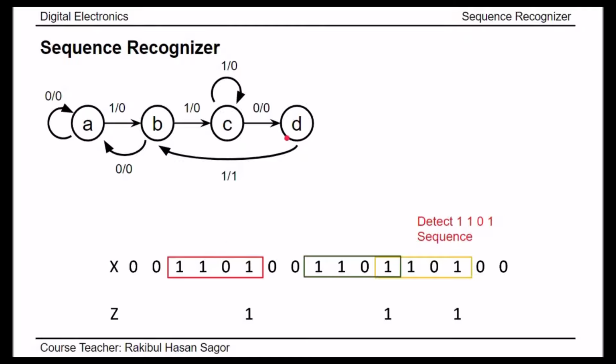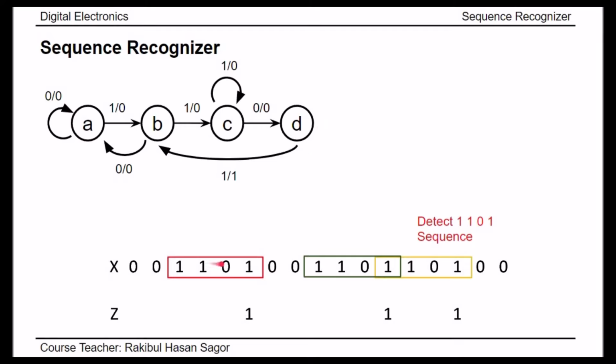Then after reaching D position, if it gets 1, it will go back to B and give Z output equal to 1. Now the last state, at D, if we have input equal to 1, it will move from D to B. But what will happen if we get the next input equal to 0? If the next input is 0, so we are getting 1 1 0, but after that 0, that means it's not my proper sequence.